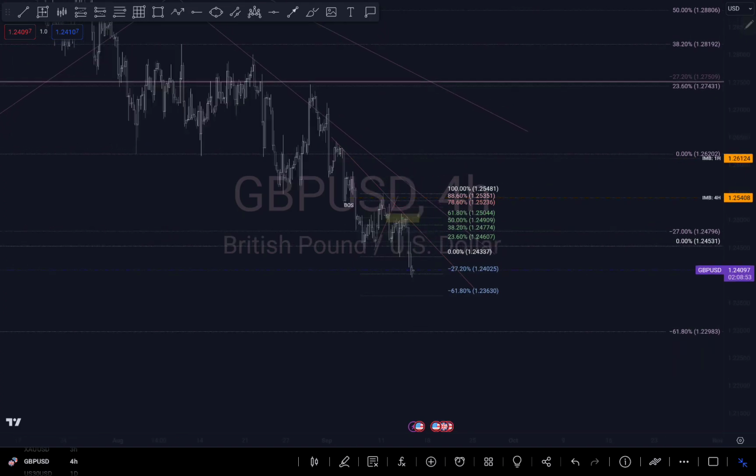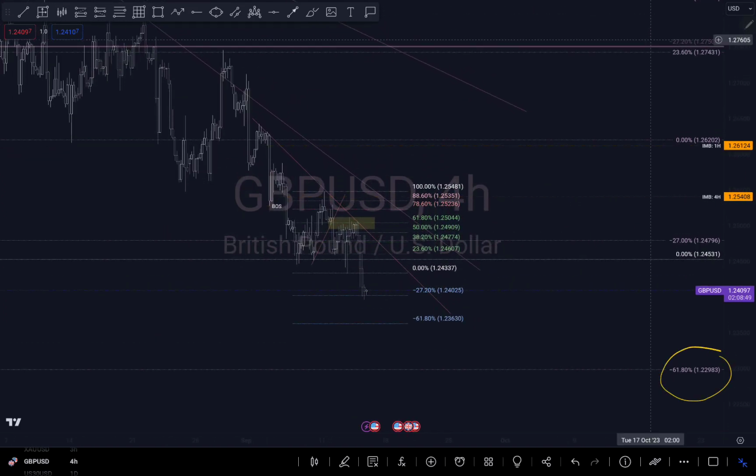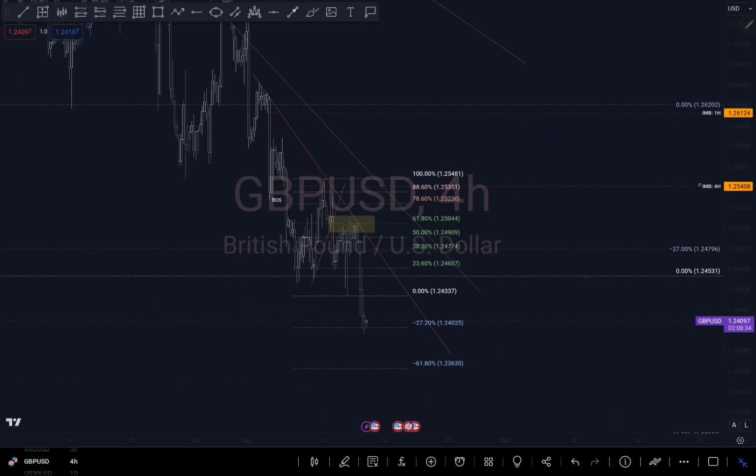So what am I looking for? Overall, as long as we are still going down, I think we're going to reach my negative 61.8% fib level, which is 1.22983 around that area. I still think we're going to get to that level, as long as we're pushing to the downside, and we can see that it has been breaking structure and pushing to the downside.